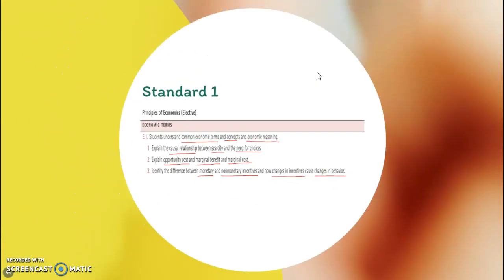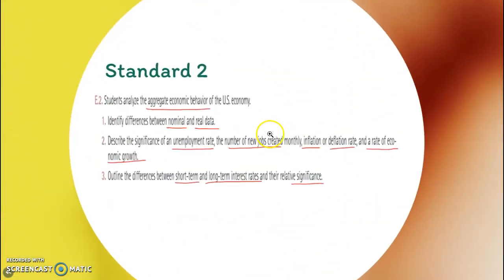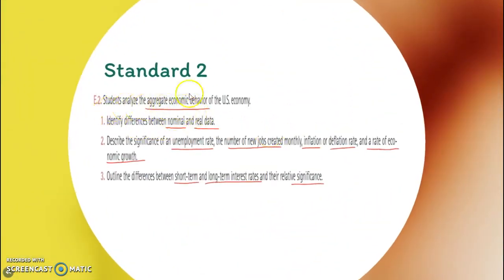Okay, let's come out and we shall take a look at the second standard. This time you've got students analyze the aggregate economic behavior of the US economy. So again, like I said before, this is all the sort of cogs and gears meshing together. And that's the big idea here, that the US economy is a big old beast, and there's a sort of a domino effect.